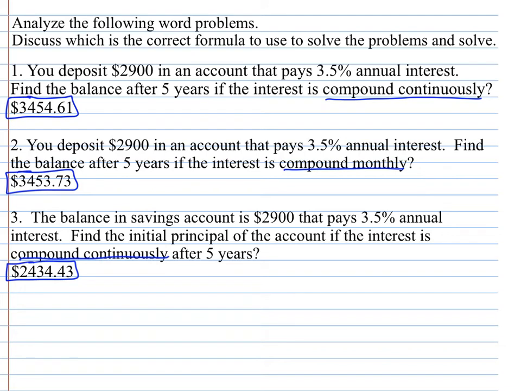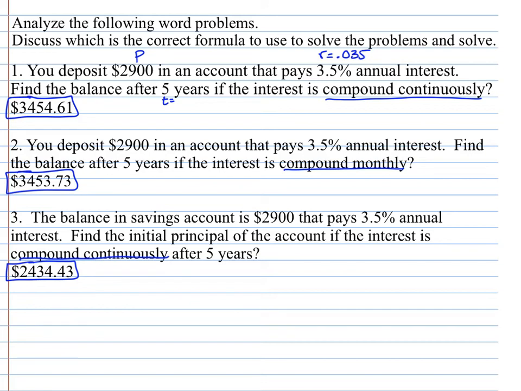So you said that you deposited $2,900. That is your principal. That's your P. In an account that pays 3.5%. Well, that means that's your rate, and you have to write that rate as a decimal. So that would be 0.035. Annual interest. It says find the balance after 5 years. That would be T, your time.